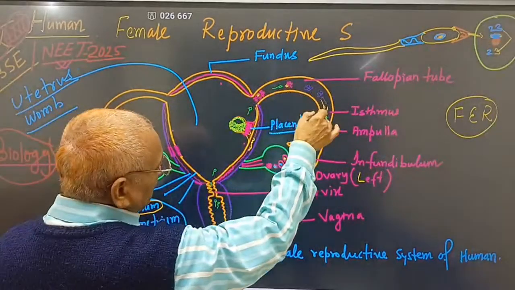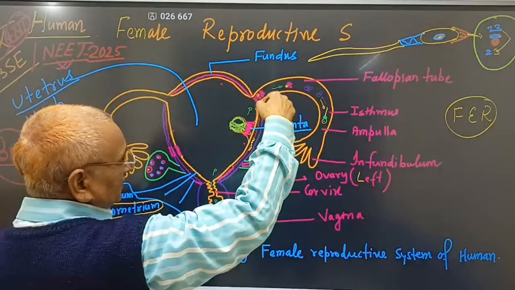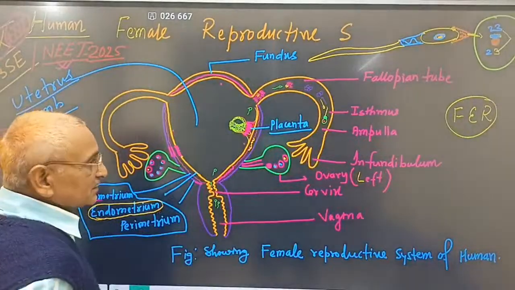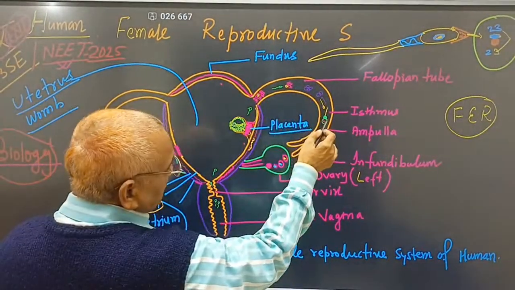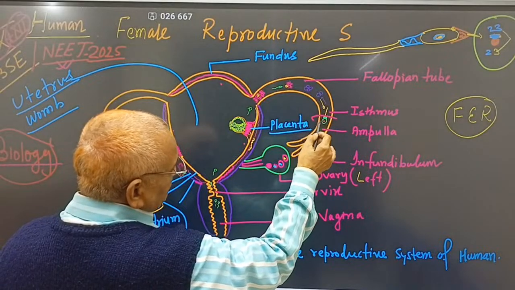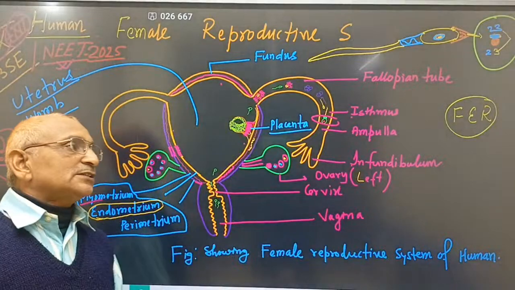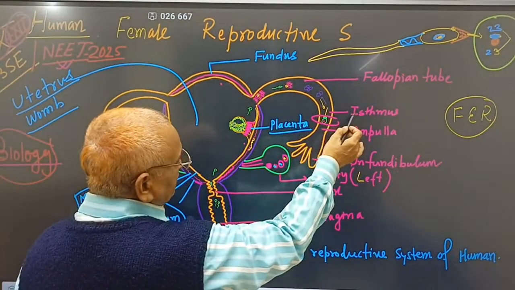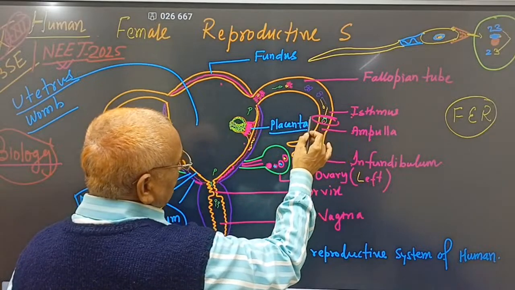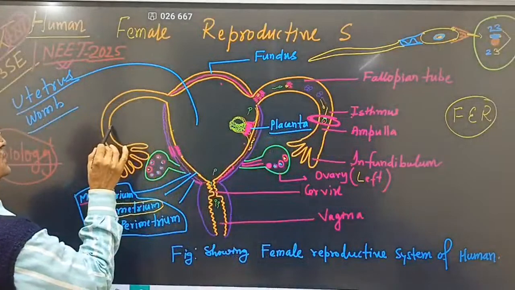This part is called the fallopian tube. This curve-like, semicircle-like part you are observing is the fallopian tube. The isthmus, ampulla, and infundibulum are the three parts of the fallopian tube. At the junction of the isthmus and ampulla, the isthmus-ampullary junction, is the proper site of fertilization.